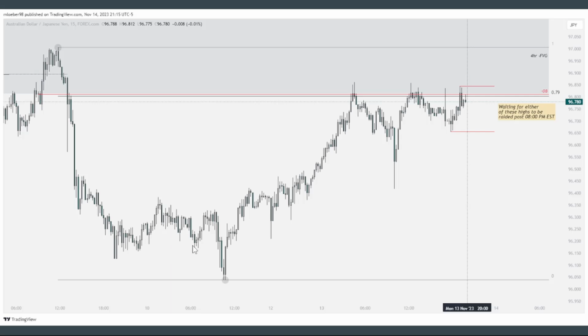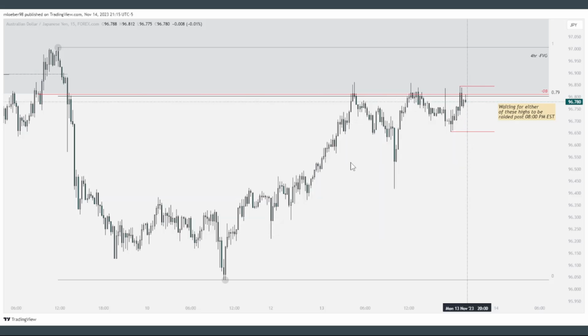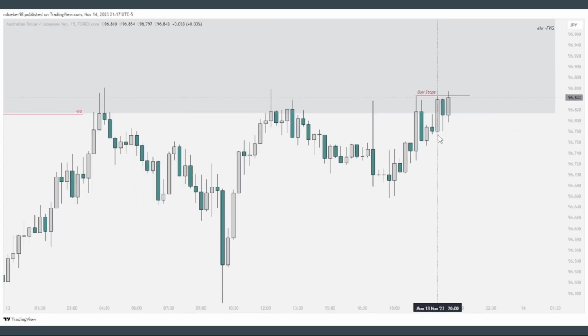But personally, I don't like entering on turtle soup entries because I would like to have more confidence in the trade, and I would like for price to displace in the opposing direction after we get that buy stop run. So given our bias from the 4-hour chart, I'm looking for the high to be run at 8 o'clock or anything past 8 o'clock, to create a turtle soup or a buy stop run here, to then displace lower, breaking structure to give me identification that we are going to be seeking lower prices. And as you can see here, past the 8 o'clock open at 8:30, we ran our buy stops.